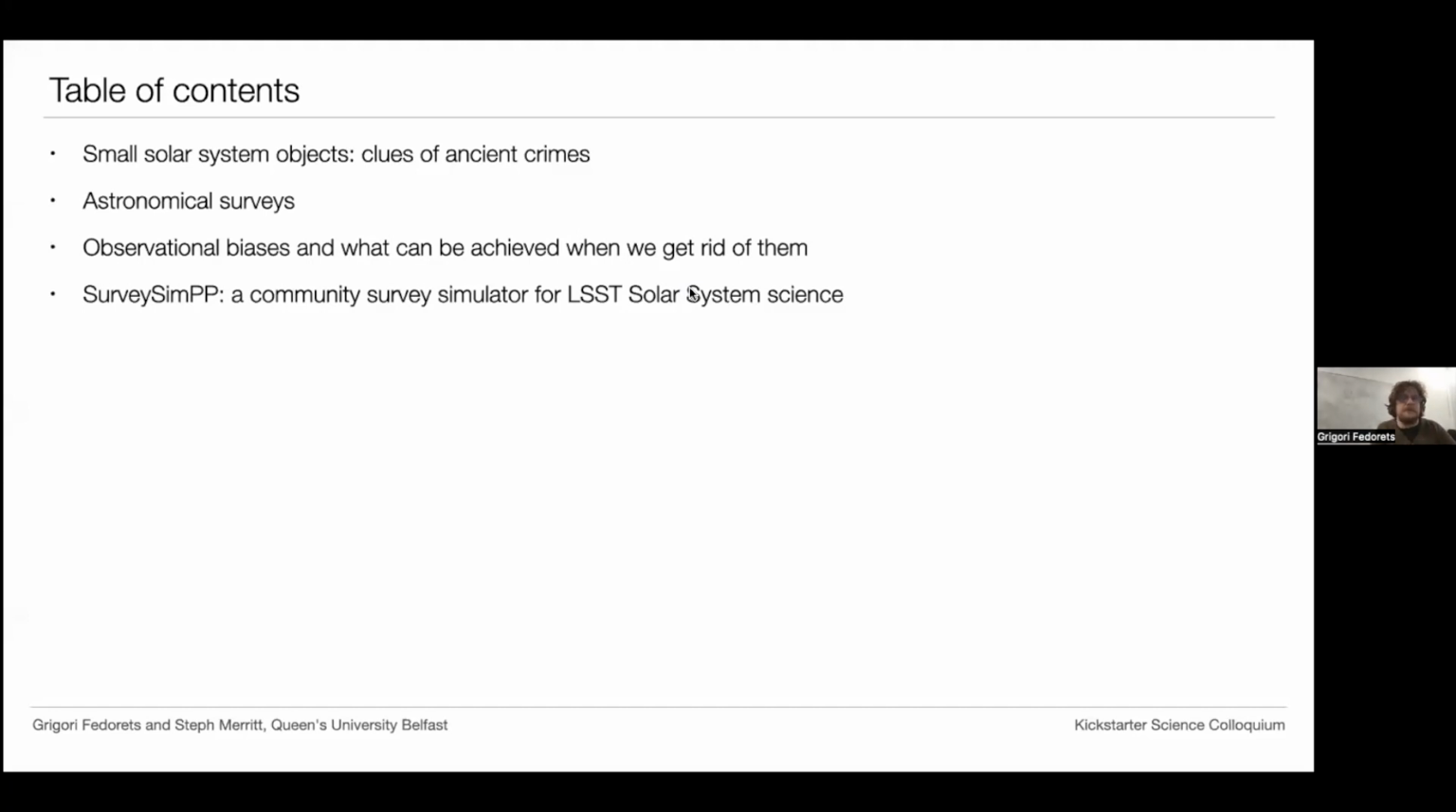Yes, so the outline of this talk is I will first briefly talk about why one would like to study small solar system objects, as they are clues of ancient crimes done by planets. Then what the different astronomical surveys have been doing for solar system objects, and why, and the different observational biases which occur when you attempt to study these objects in great numbers, and what can be achieved when we get rid of them. And finally, the work on the survey simulator will be presented later.